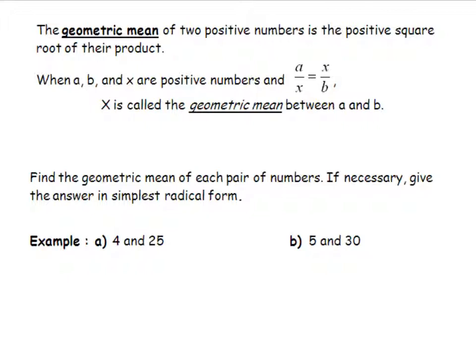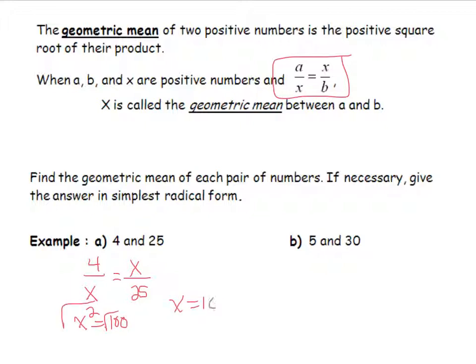So if you take a look at the first one, if we set it up like this here, I've got 4 and 25, and now remember the X stays the same here. To find the geometric mean, you guys should know these ratios, they're supposed to be proportional. So we cross multiply here, we get X squared is 100, and when I take the square root, I get that X is 10. So the geometric mean between the two numbers 4 and 25 is 10. Please try B, and then come back, we'll see if we end up with the same thing.